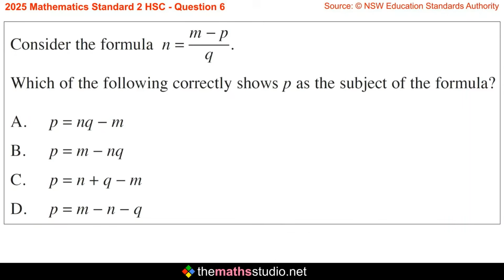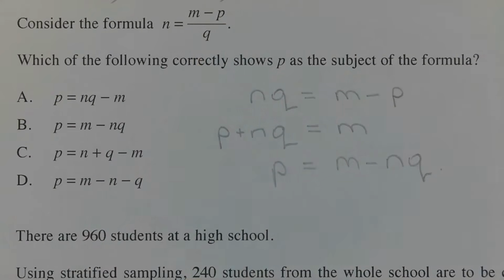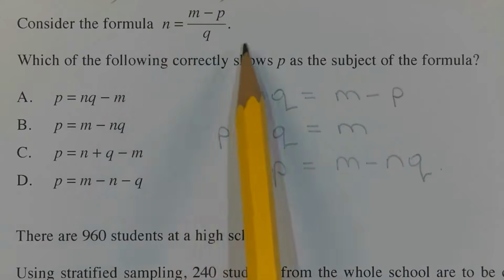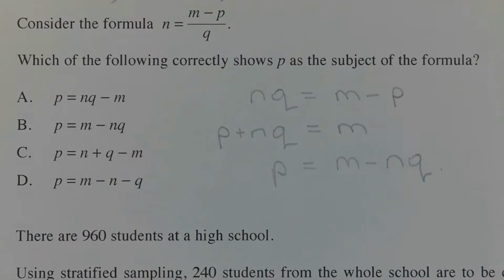Question 6. Consider the formula N equals M minus P over Q. Which of the following correctly shows P as the subject of the formula? We'll start by moving the variable Q from the right-hand side to the left-hand side. Now on the right-hand side we have a fraction where Q is the denominator. This implies that M minus P is being divided by Q. Now when we move Q over to the other side, we need to do the opposite of division, which is multiplication. So the N that's currently there is going to be multiplied by Q.